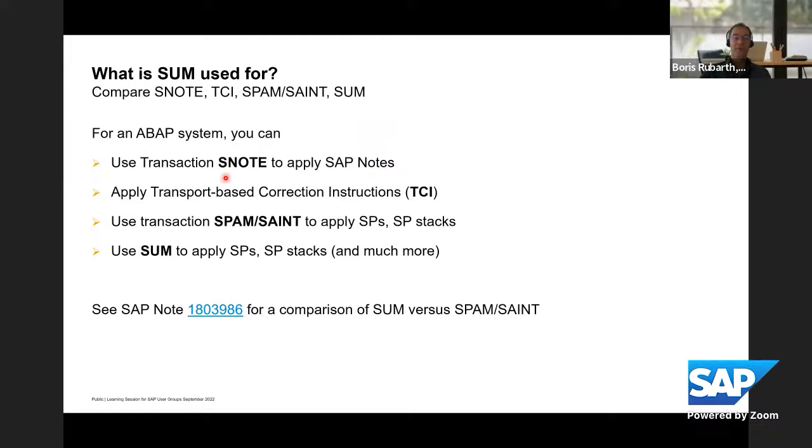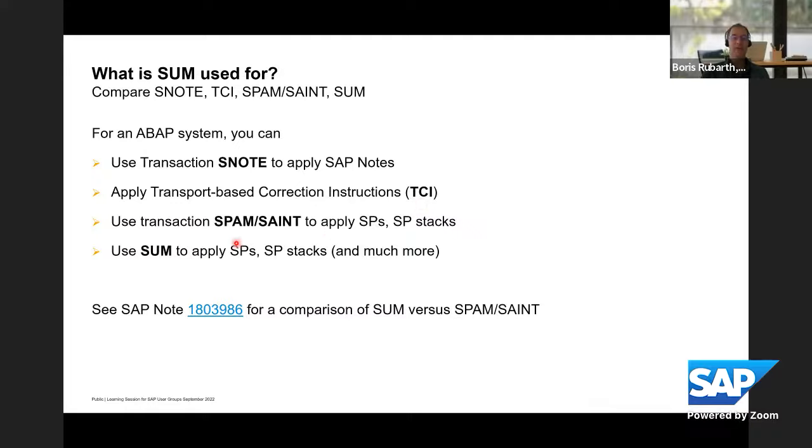For an ABAP system, you use the transaction code SNOTE in the system to apply SAP Notes. Of course, you are aware of this. That is a small adaptation. Then we have the transport-based correction instructions, TCI, for ABAP systems as well. They bundle SAP Notes to ease the process of applying several SAP Notes.